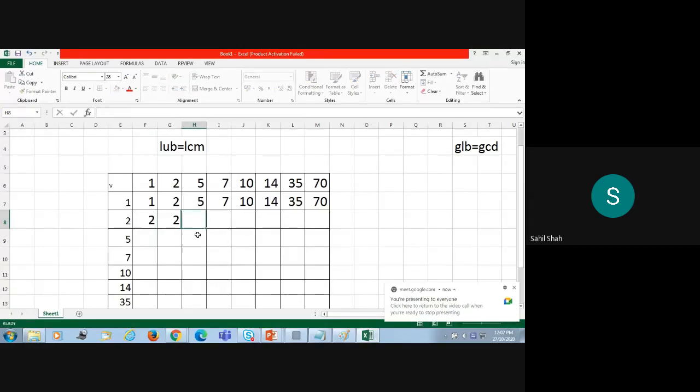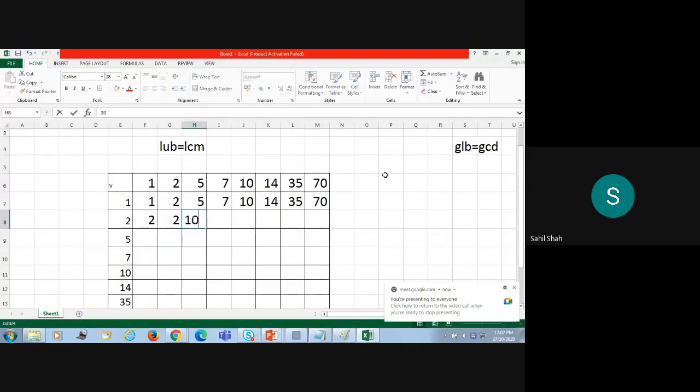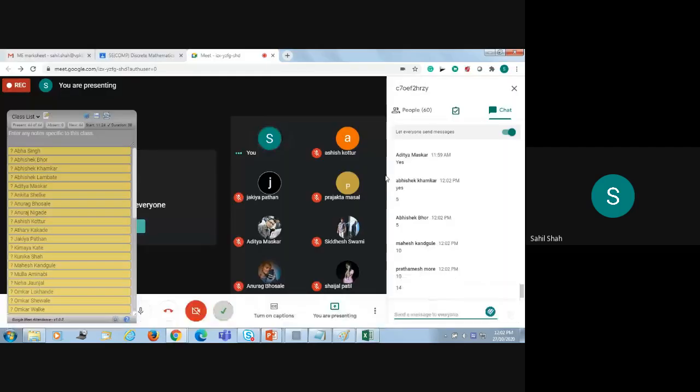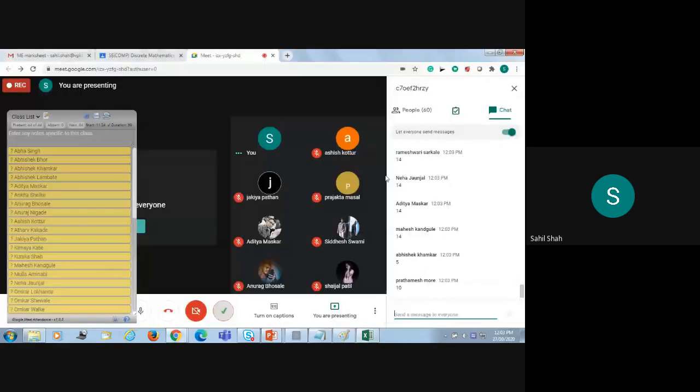2, 2, 2. 2, 5, 5. 2, 7, 7. 2, 10. Whether we will have for 2, 5, 5 or something else. I want least common multiple. Okay. LCM of 2, 5, 10. Yeah. So that I was expecting. Whether you are blindly following me or you are actually checking out. 2, 7, 14. Okay. 2, 10. 2, 10 we will have 10 itself, isn't it?